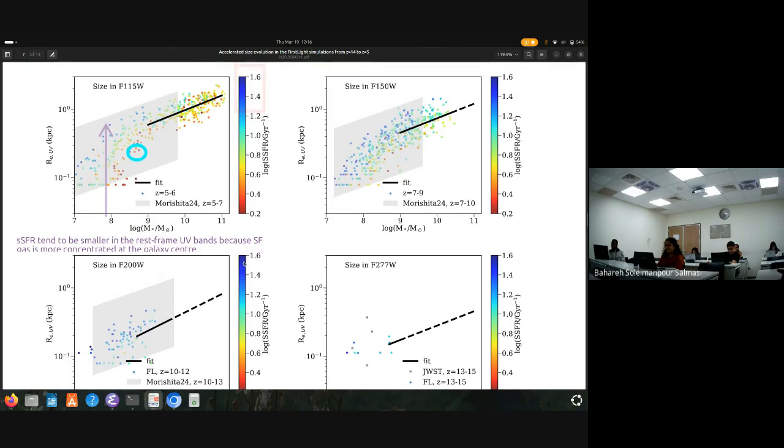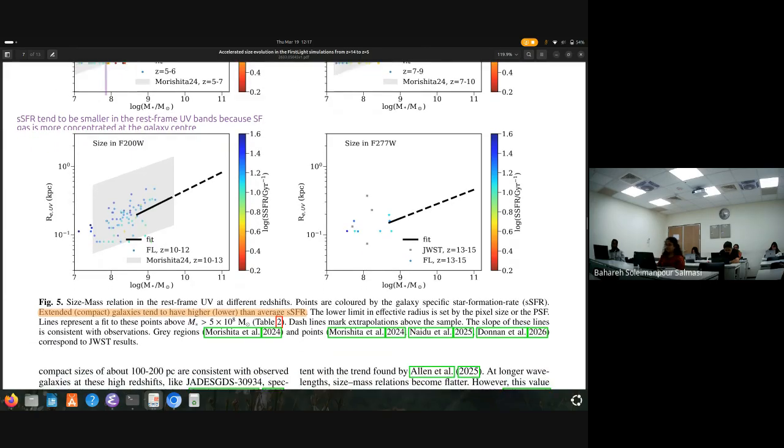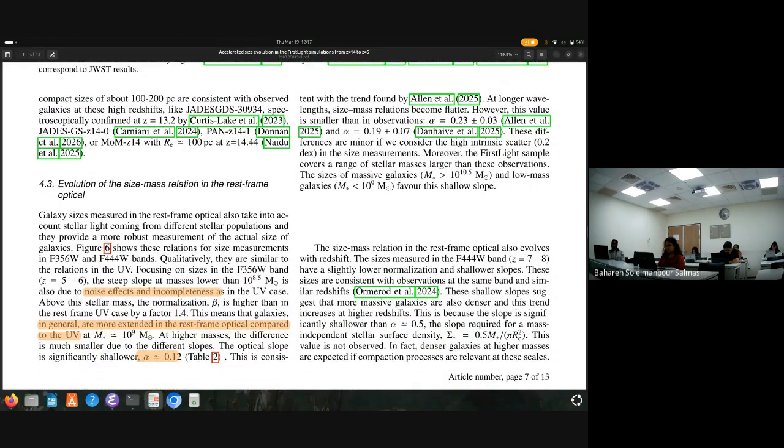They say, especially for this part, that they fit it for masses greater than 9, and they fit this line. But for this part, you can see that it is actually not fitting the data. And here we don't even have any data. So I don't know how they concluded this for higher redshifts, but they do say that.